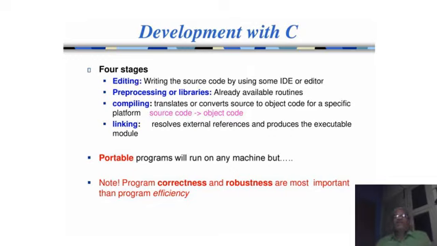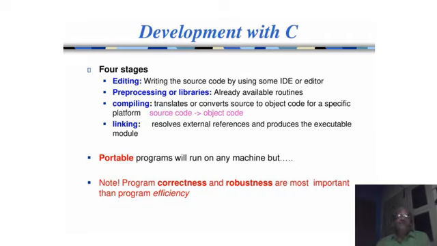Let us discuss development with C. How to develop a C application using C programming. It has four stages: editing, preprocessing, compiling, and linking. What is meant by editing? Writing the source code by using some IDEs or editors. You can easily write this by using an integrated development environment or editor.